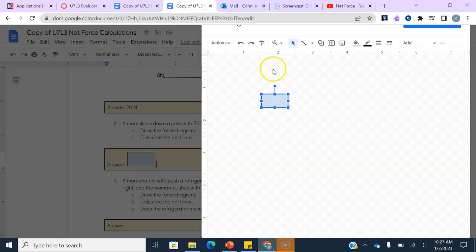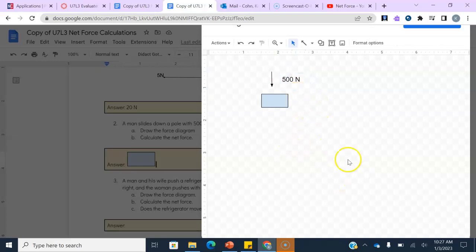And so we have the man, he's sliding down the pole, right? So the force that's working down the pole is going to be 500 newtons. So I'm going to grab an arrow, and I'm going to draw the direction that the man's moving, which is down the pole. Doesn't have to be perfect, just has to be in the right direction. And that's going to be 500 newtons. So I'm going to insert a text box really quick, and it's going to be 500 newtons. I'm going to put that by my downward force because that's his force that's working.